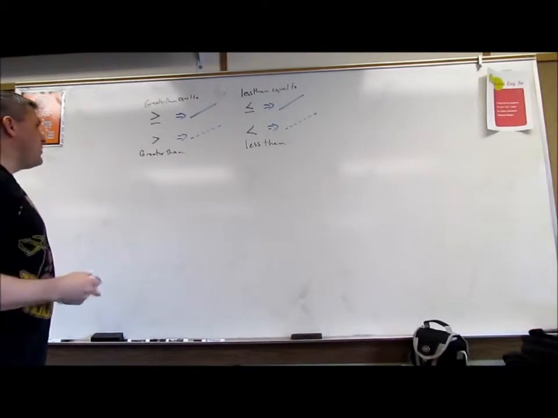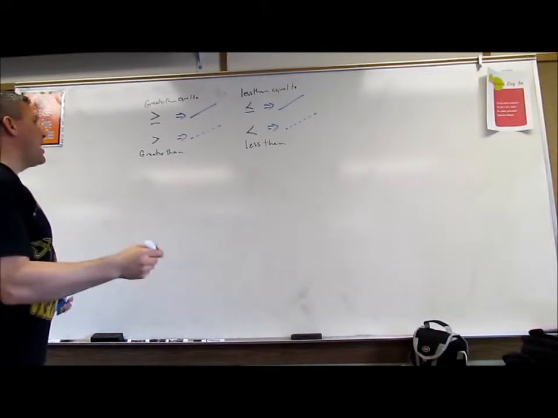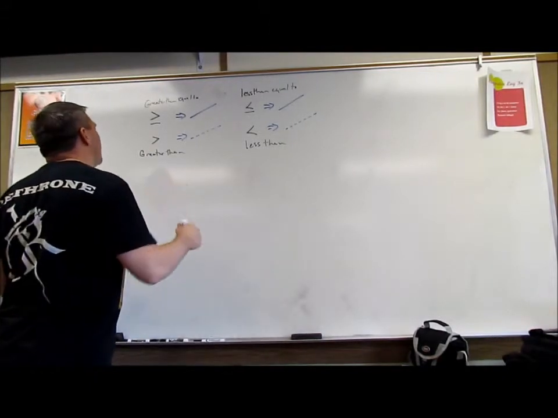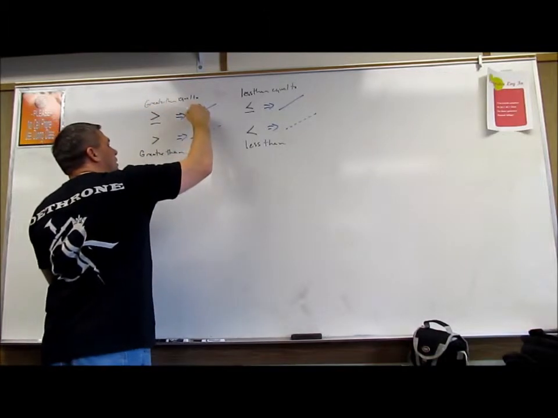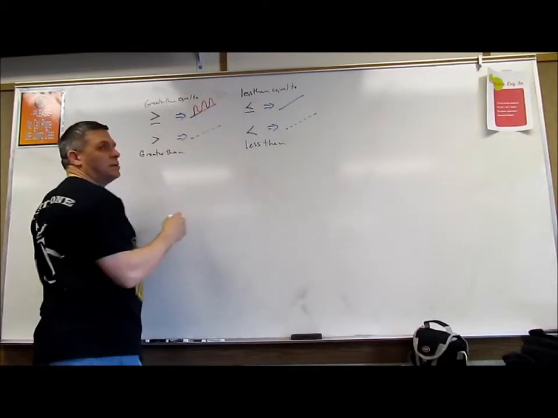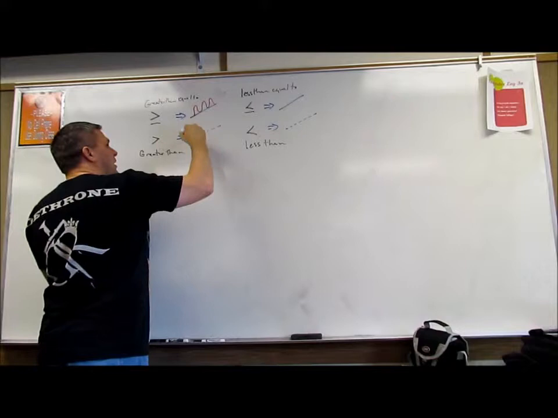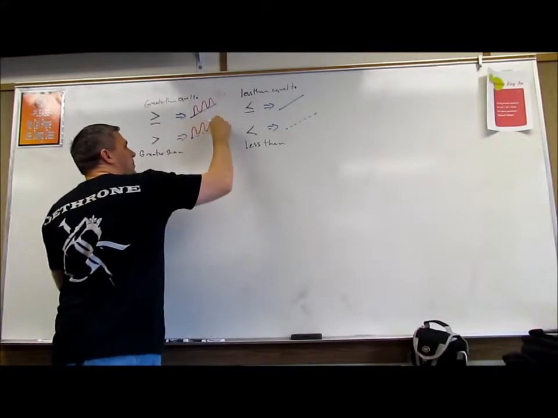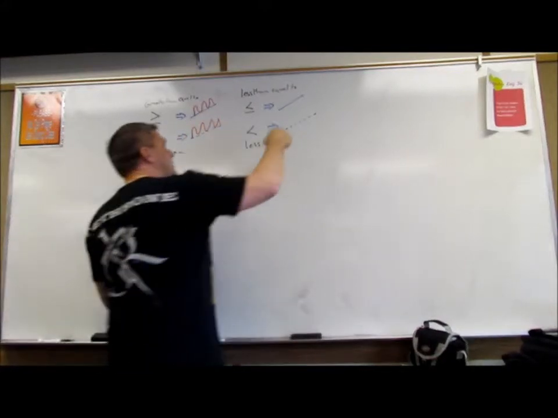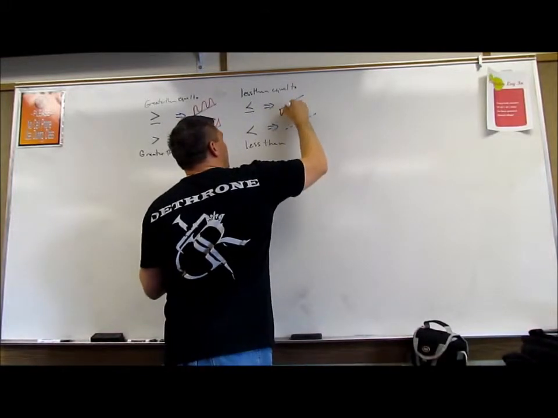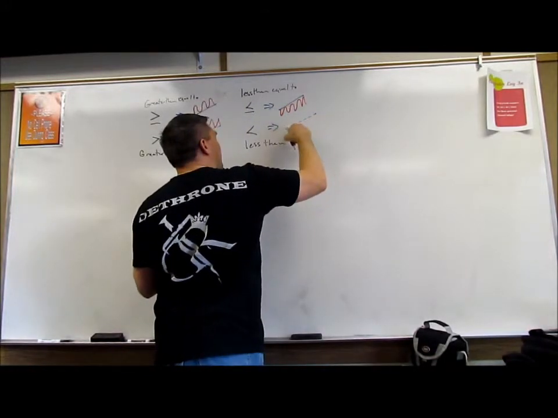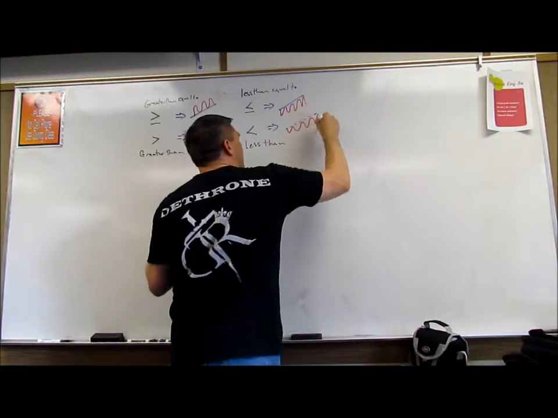And on top of that, it implies that you are graphing a shade of some sort. When it's greater than, you shade up. So when it's just greater than, same thing, you shade up. But when it's less than, you shade down. Same thing here. We shade down.